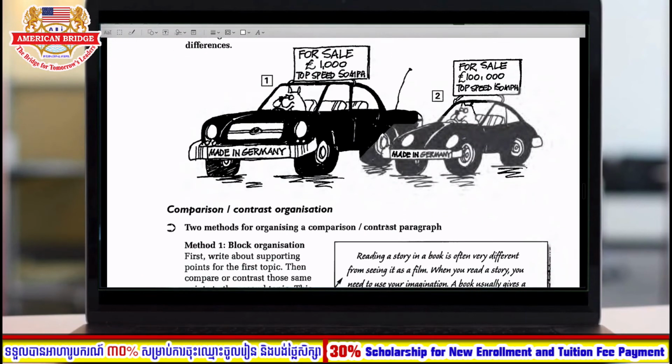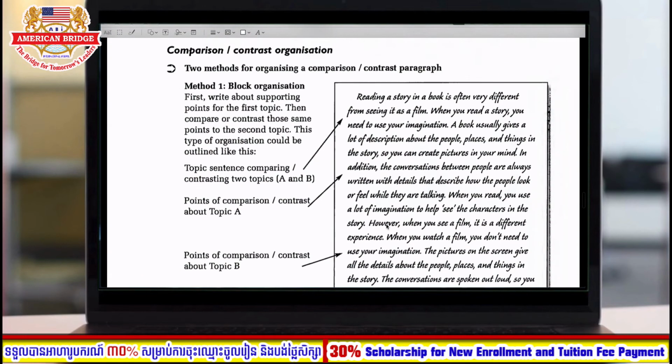Okay, now let's move on to the organization. So how can you organize your paragraph? As I said, the contrast paragraph and comparison paragraph are mostly the same. They are in only one paragraph. That is why we call them compare contrast paragraph, because it is only one. In one paragraph, you can compare two things, and you can also point out the difference between those two things in the same paragraph. But how can you organize that?